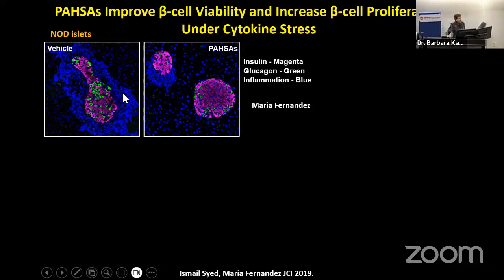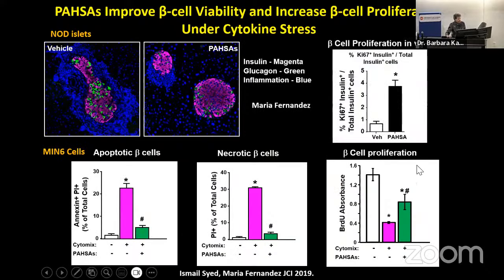But here's an islet from a vehicle-treated NOD mouse. So it's very elongated, and the glucagon staining cells are intermingled with the insulin staining cells, probably because of the loss of insulin-producing cells. And this islet is under quite extensive attack. We looked at beta cell proliferation in these islets using Ki-67, and you can see PASAs increase beta cell proliferation.